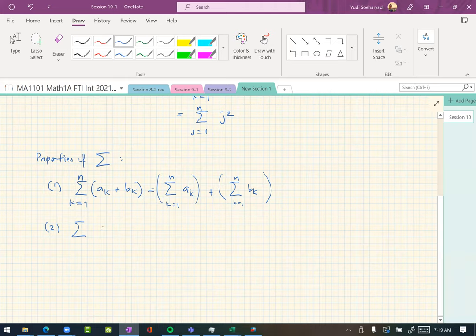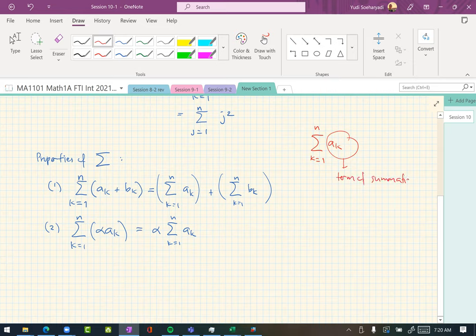And you can also multiply each of the terms by a constant, and you can factor it out. I forgot to mention that a_k is the term of the summation, or sometimes you call it the summand, something that you sum. These two properties are called linearity.